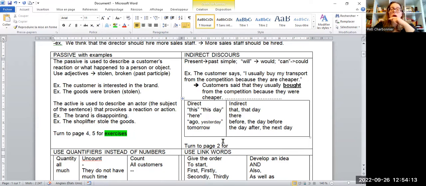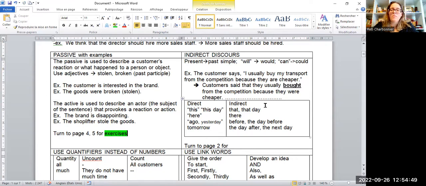All right. What you need to know is that when people speak in a meeting, they're going to say things, oh, I will do this, and that's what they say. But when we write about it in the report, we have to put would. And let me move my little screen here. So if somebody says I can do it, then you would say could. They said they could do it. So here we have an example. The customer says, I usually buy my transport from the competition because they are cheaper.